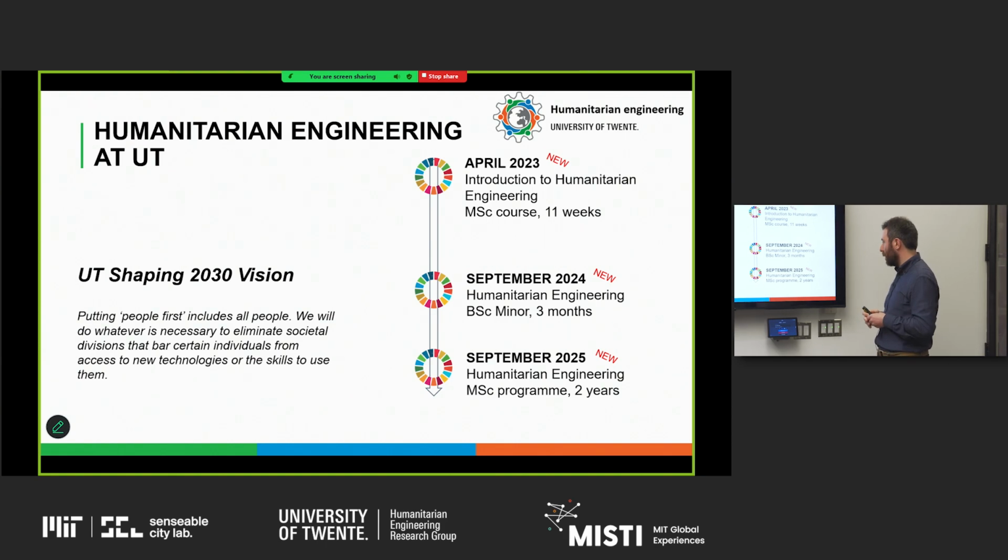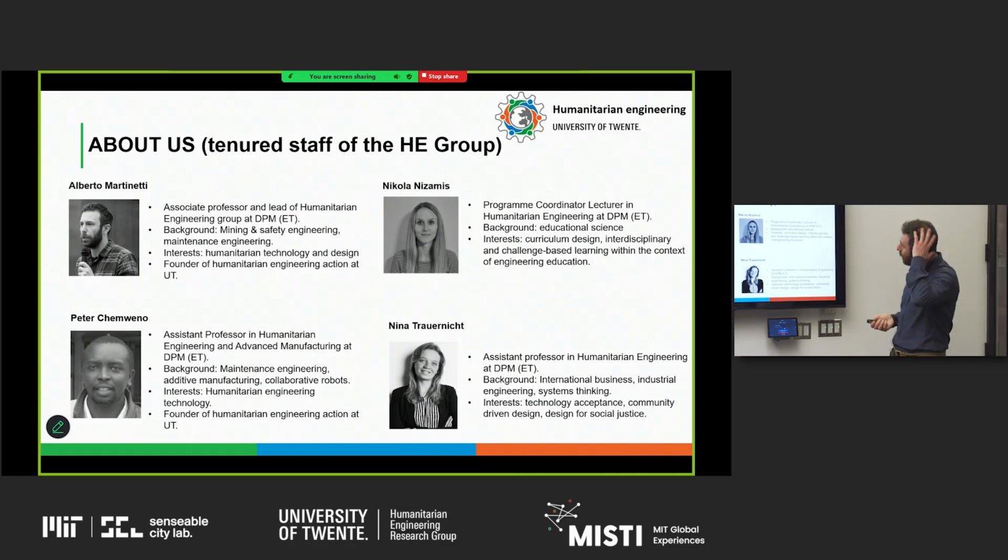And it took some time, but we now have a good cohort of 20 students that start in September working only on that. So this is, let's say, the involvement that our group and the university has in humanitarian engineering.